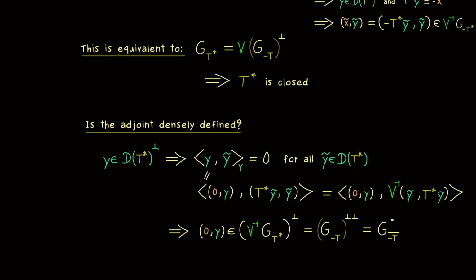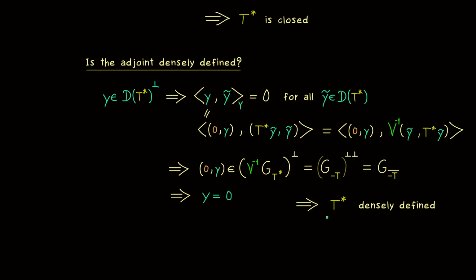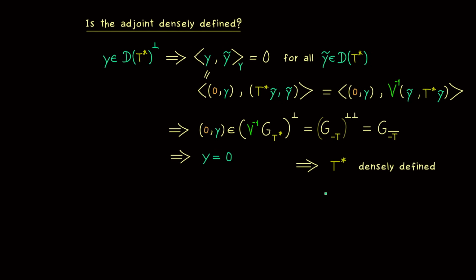Simply because we know that an operator, a linear operator, sends 0 to 0. So the only possibility for (0, y) lying in the graph of a linear operator is that y is equal to 0. And exactly this is what we wanted to show, because it means that the domain of T star lies dense in Y. So now we have also proven that T star is a densely defined operator. And as you might recall, this is a really nice result, because it means that we can also form the adjoint of T star again.